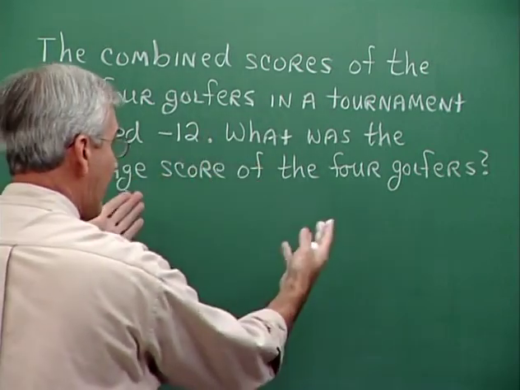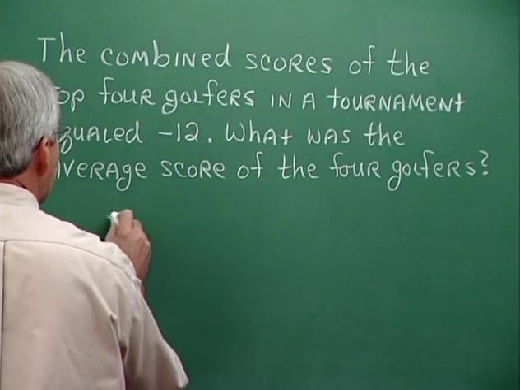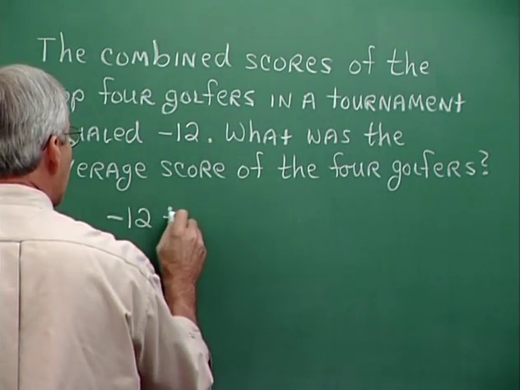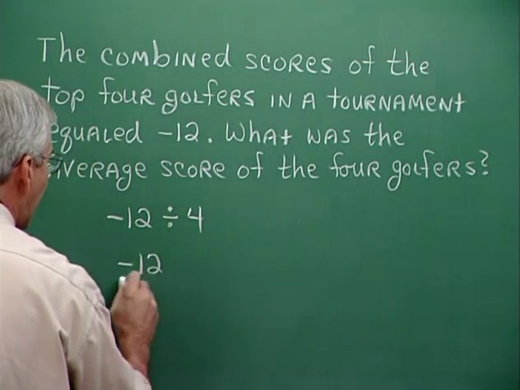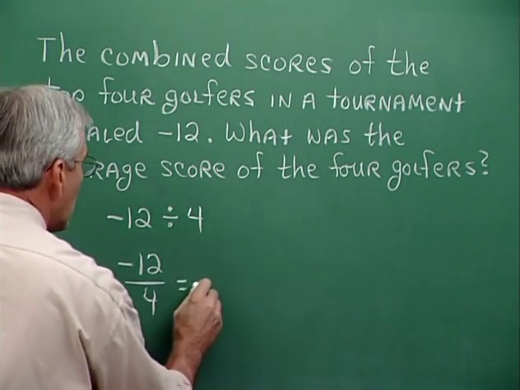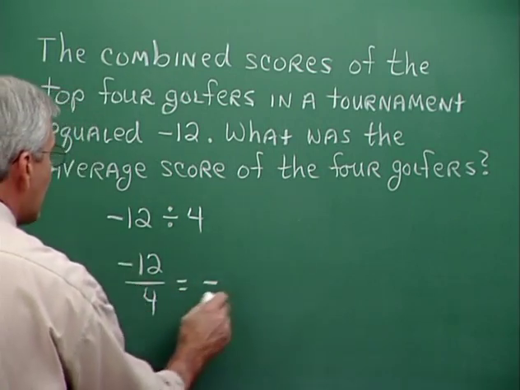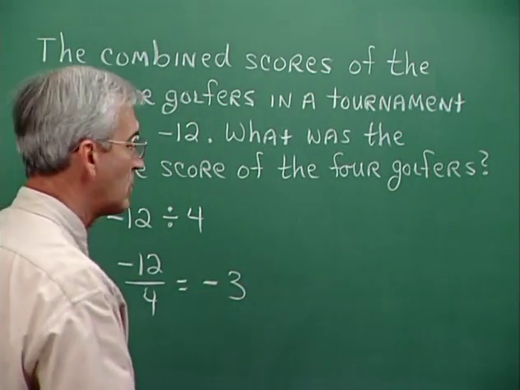And if we want the average score, we simply divide by 4. So it is negative 12 divided by 4, or we could say it's negative 12 over 4 like this. Either way, the signs are different. We get a negative result. 12 divided by 4 is 3. So negative 3 is the average score of those 4 golfers.